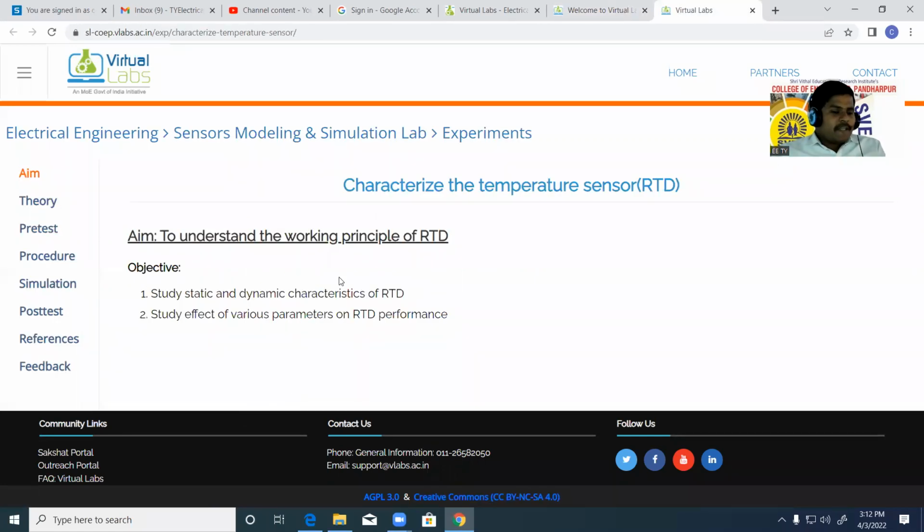So here, first, the title of the experiment is characterize the temperature sensor, that is RTD. The aim of this experiment is to understand the working principle of RTD and characterize that RTD sensor. The objective is to study the static and dynamic characteristics of RTD. So we want to find out the static characteristics and dynamic characteristics. The second objective is to study the effect of various parameters on the RTD performance.